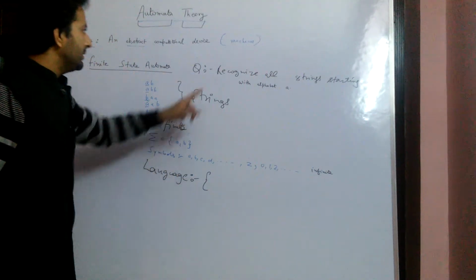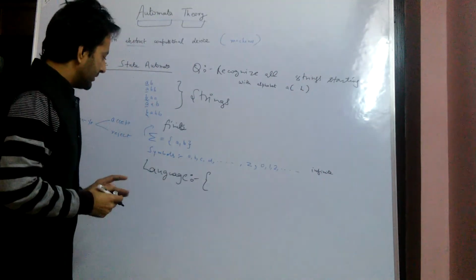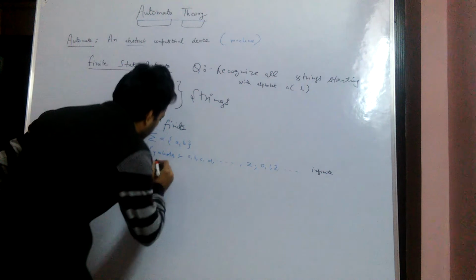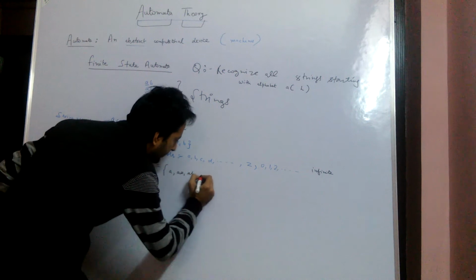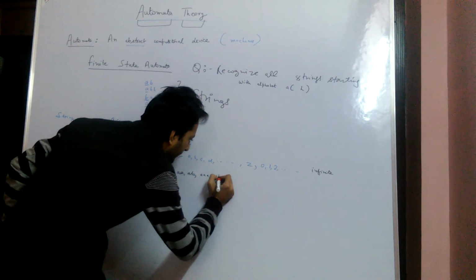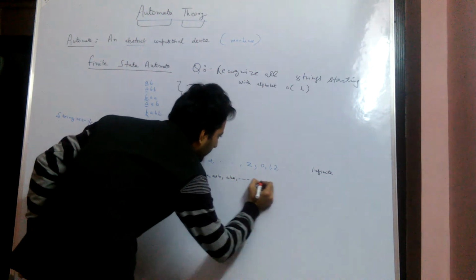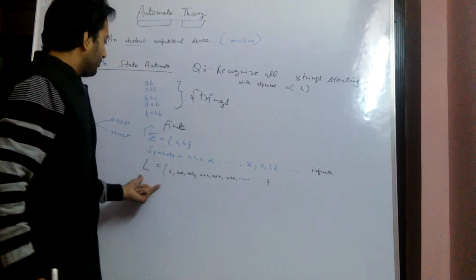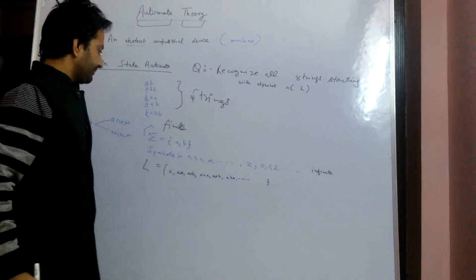For this particular language, let us denote it by L. L over here will comprise strings like A, AA, AB, AAA, AAB, ABA, and so on. There would be an infinite number of strings in this particular case. So we have to recognize this language, and we have only two alphabets, A and B.